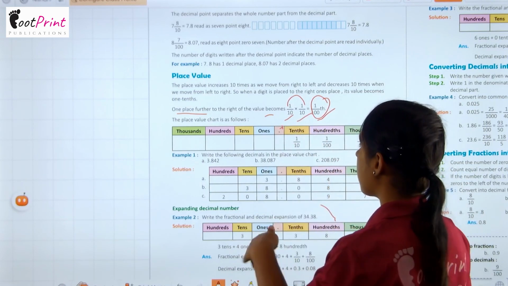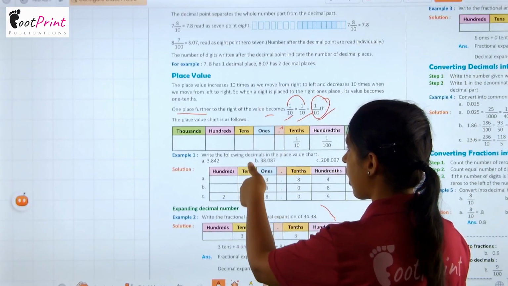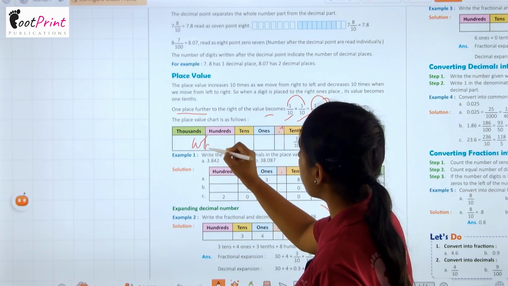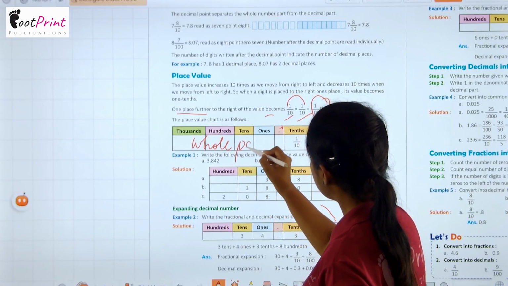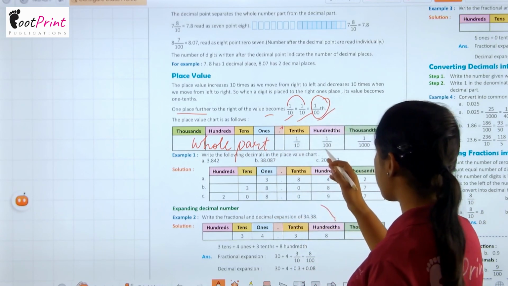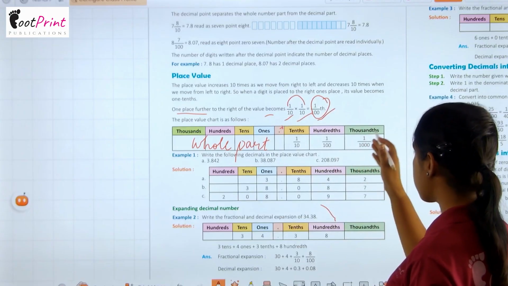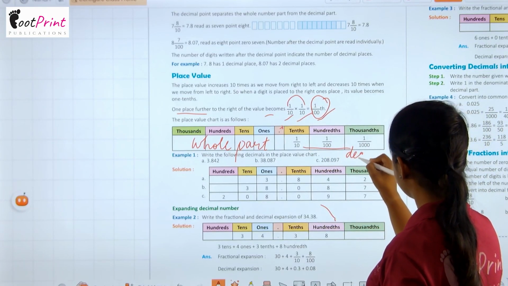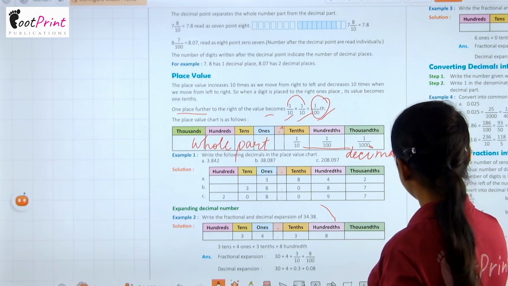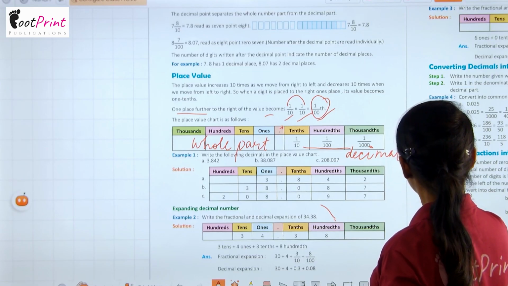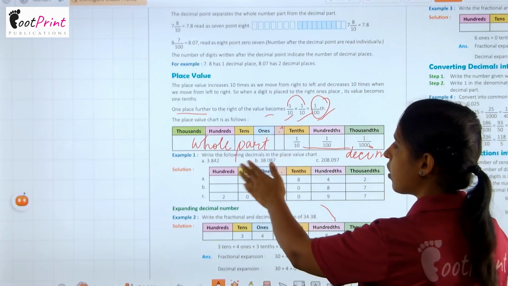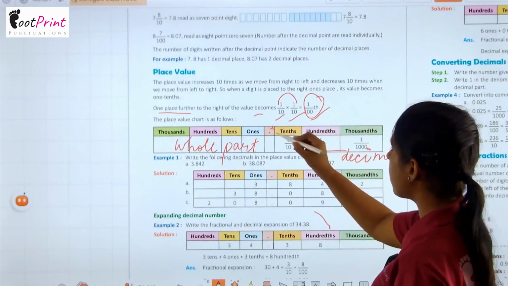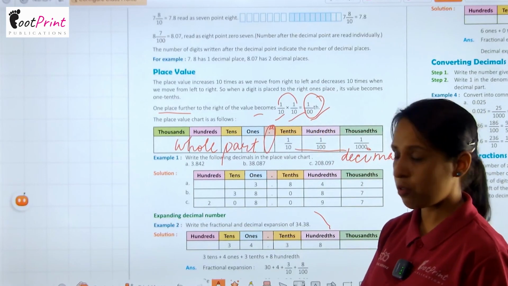Okay, in the left hand side we have ones, tens, hundreds and thousands. We already discussed it is the whole part. And after the decimal we have tenths, hundredths and thousandths. Okay, this is our decimal part. So the left side of the decimal is the whole part and the right side of the decimal is our decimal part. We have to know that.